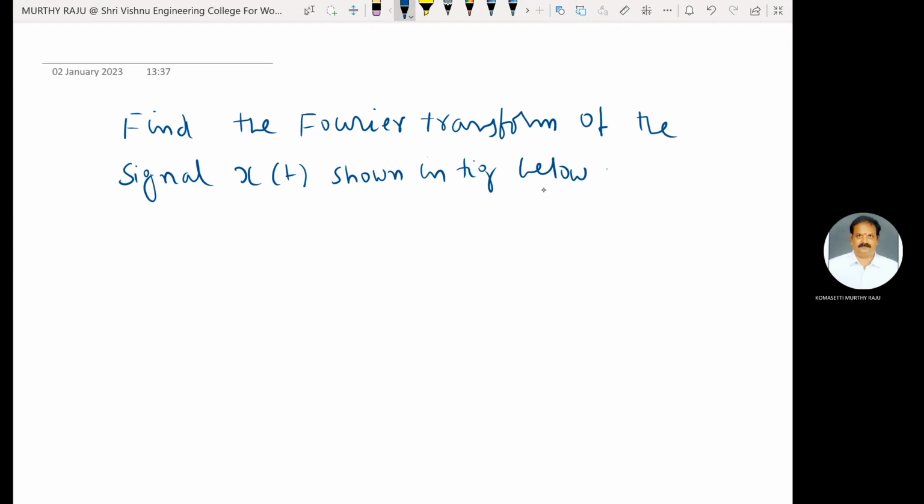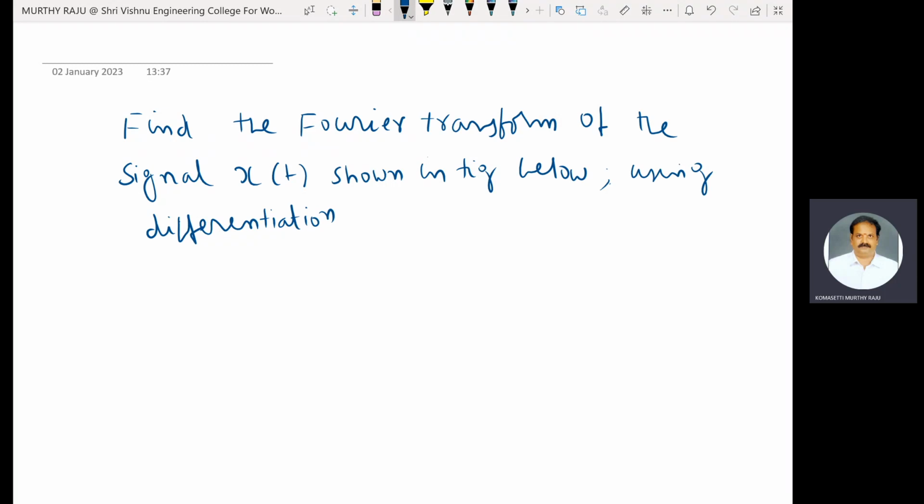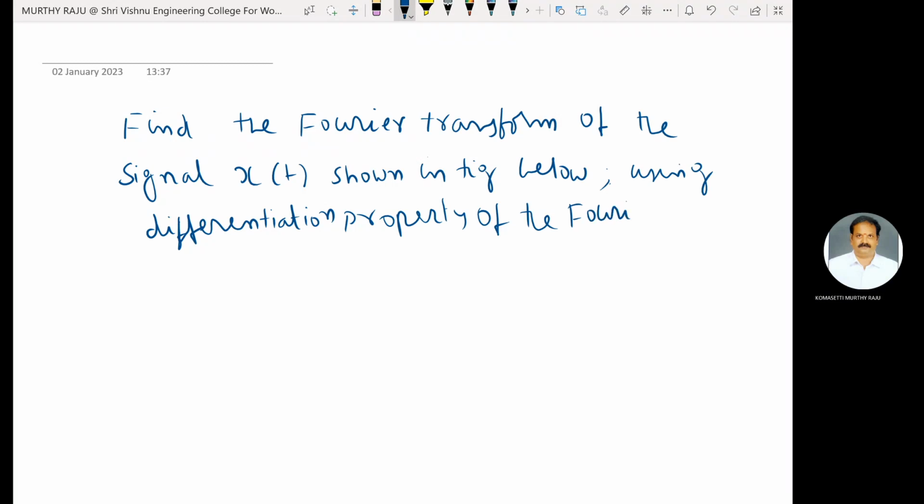Using differentiation properties, the differentiation property of the Fourier transform.